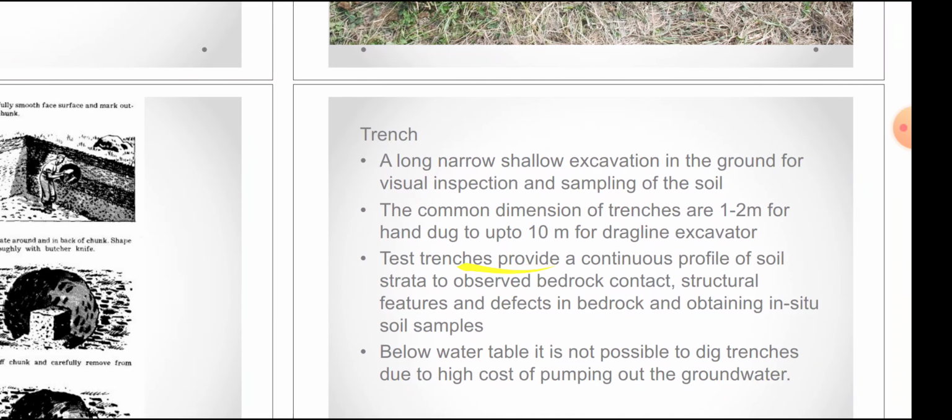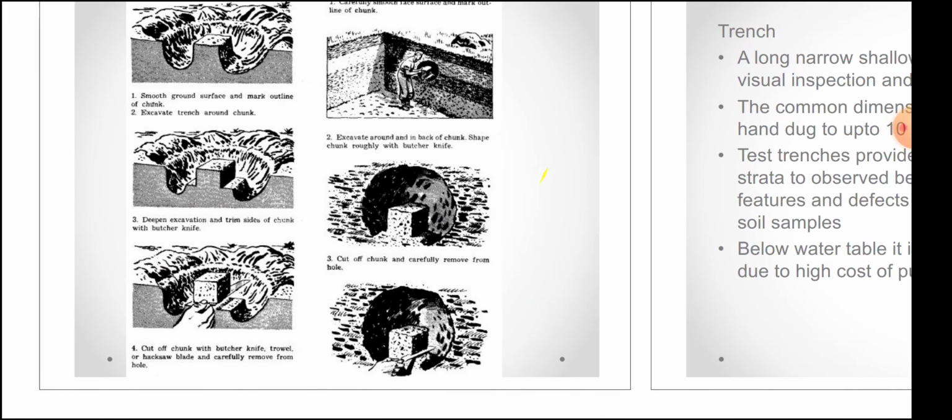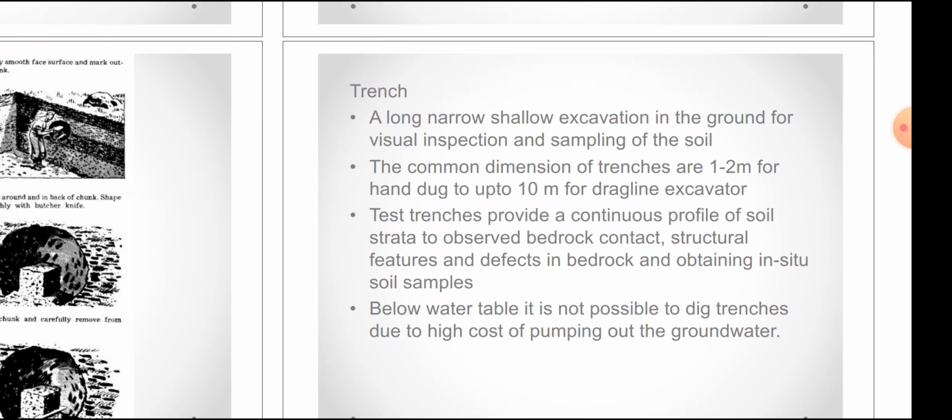Trench. A long, narrow, shallow excavation in the ground for visual inspection and sampling of the soil. The common dimension of trenches are 1 to 2 meter for hand dug to up to 10 meter for dragline excavator. Test trenches provide a continuous profile of soil strata to observe bedrock contact, structural fissures and defects in bedrock, and obtaining in situ soil samples. Below water table, it is not possible to dig trenches due to high cost of pumping out the groundwater.